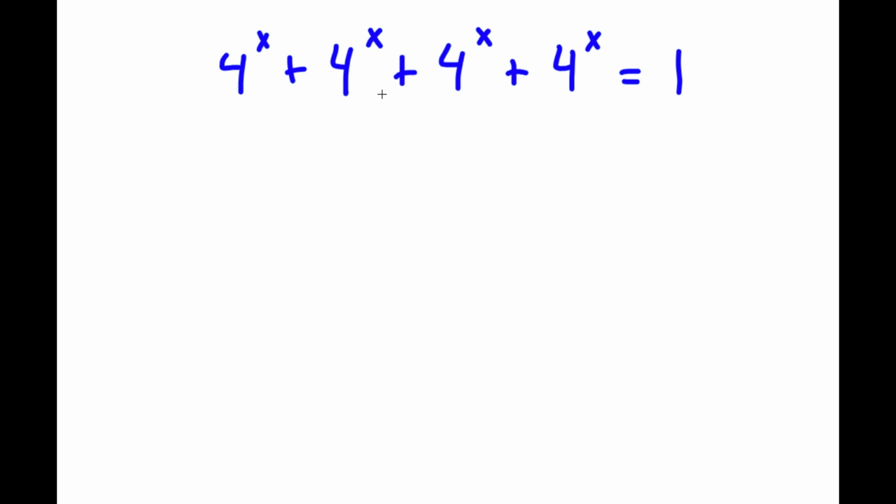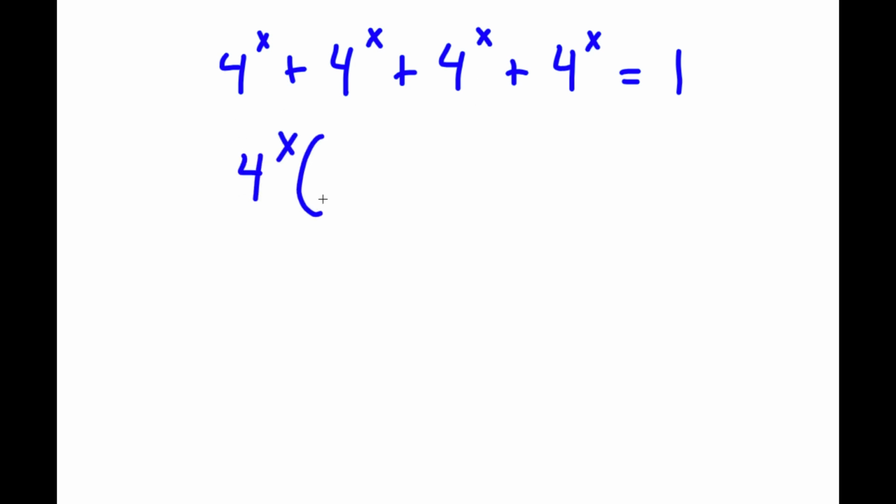Alright, so in this problem, I have 4 to the power of x plus 4 to the power of x plus 4 to the power of x plus 4 to the power of x is equal to 1. So to solve this, the first thing I'm going to do is factor out 4 to the power of x from my left-hand side.